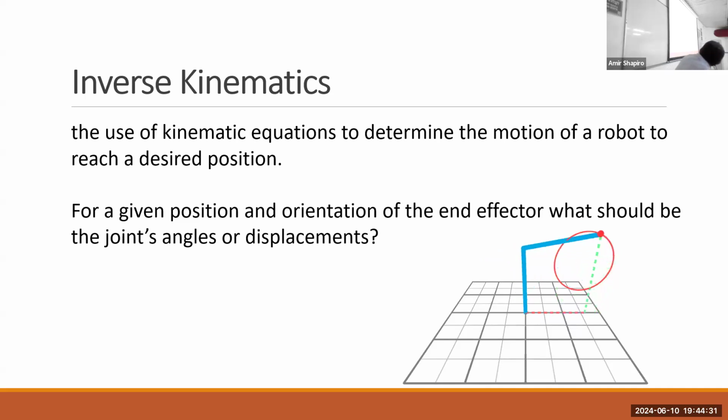The use of kinematic equations to determine the motion of a robot to reach a desired position for a given position and orientation of the end effector. What should be the joint angle or displacement? So you see, if the end effector needs to draw this circle, what should be the angles of the joints?